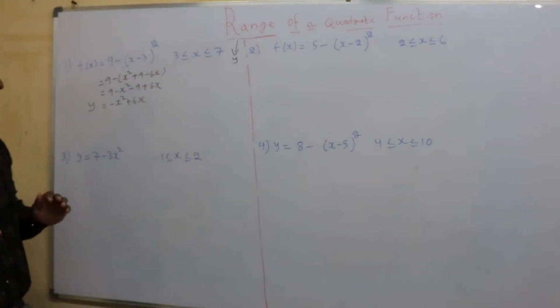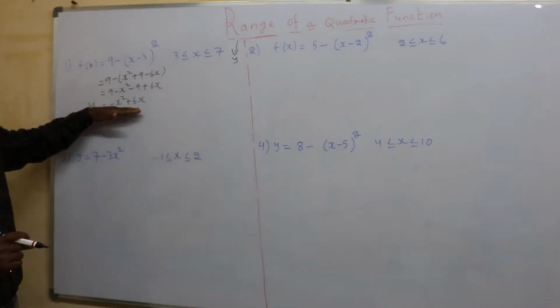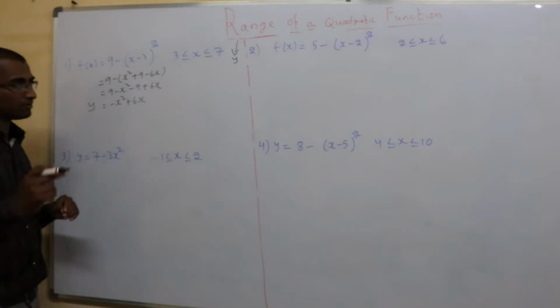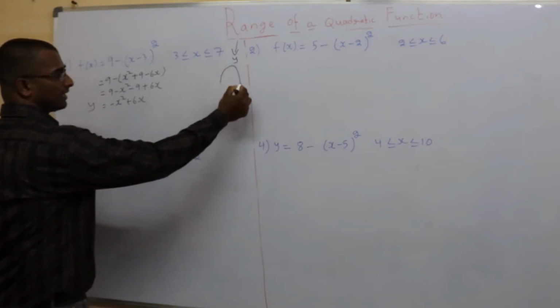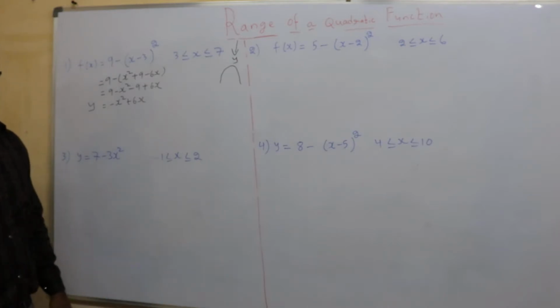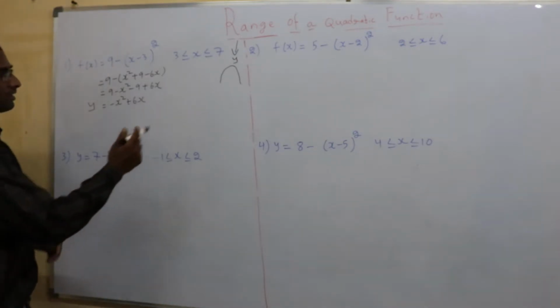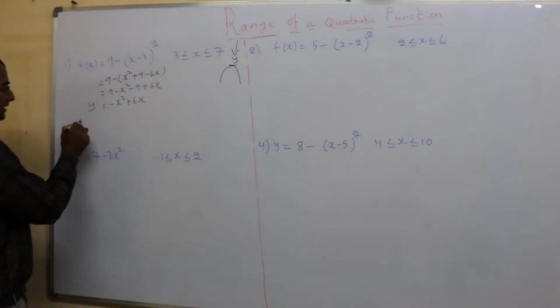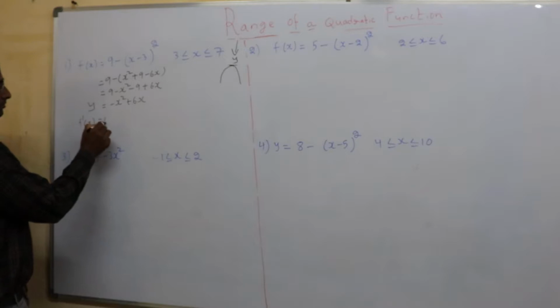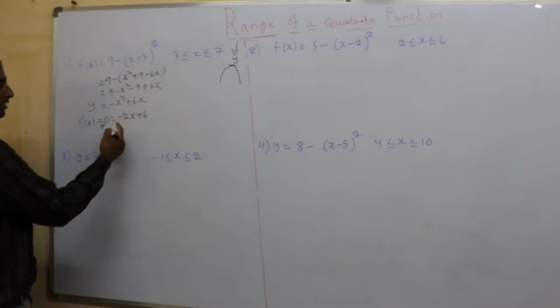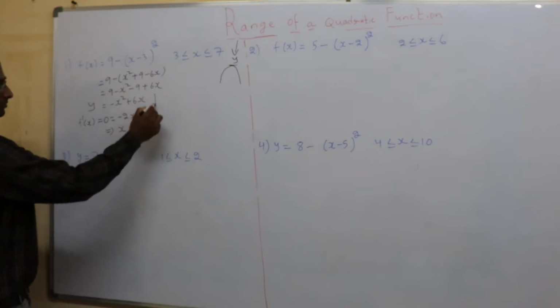To get that, as in the earlier class, it's a quadratic function, and the sign before x square is negative. So I get a graph in this way, an inverted parabola. Clear so far? Next, find out this turning point. For that, f dash x equal to 0. So that is, differentiated, minus 2x plus 6 equal to 0. So that gives x equal to 3.